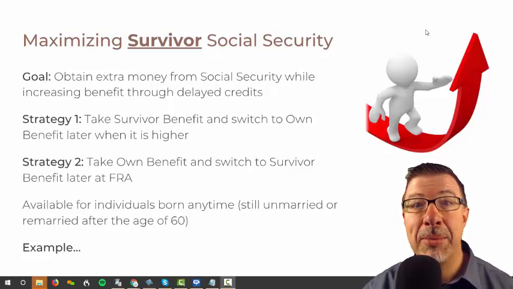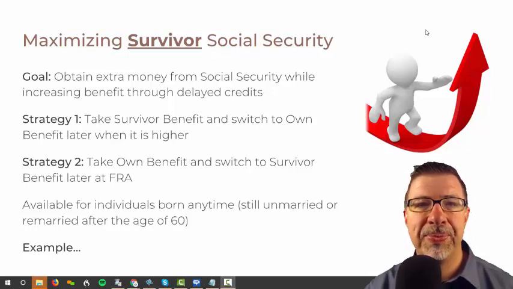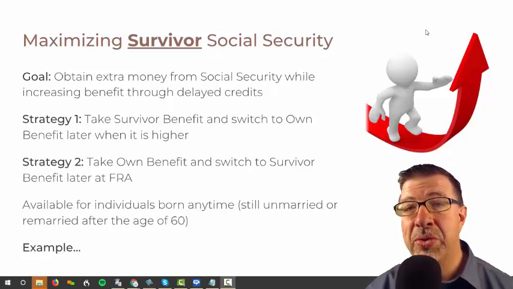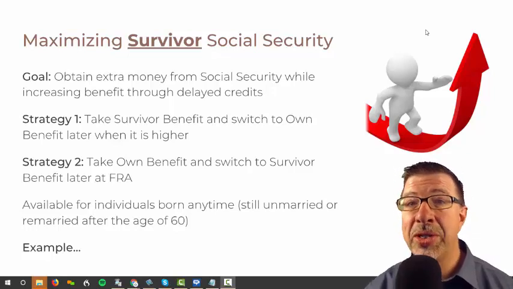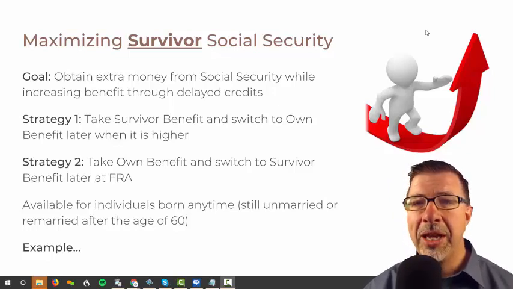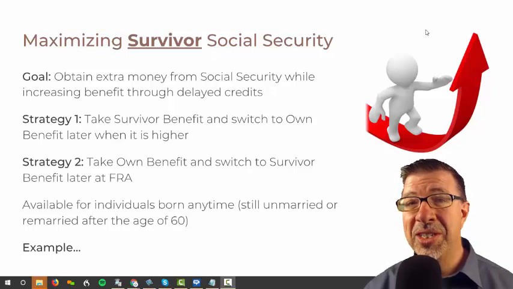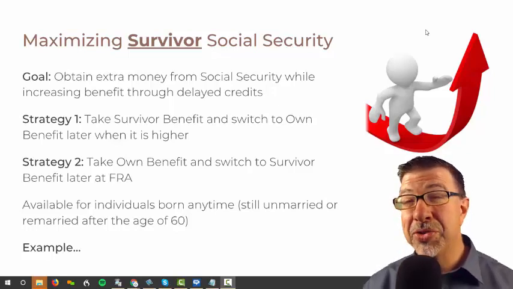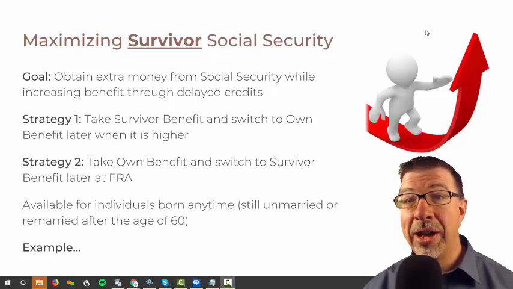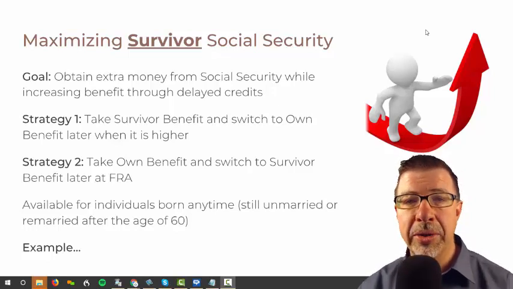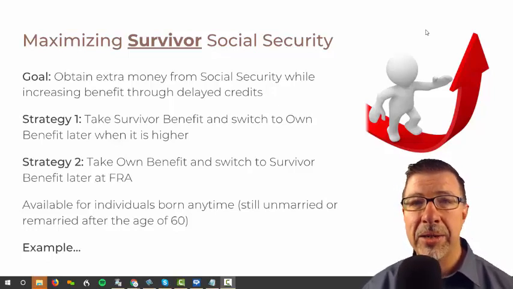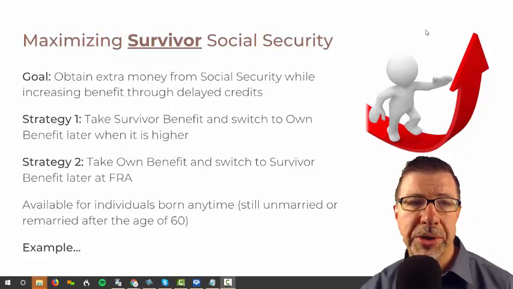Let's take a look at how to maximize survivor benefit. Even though the 2015 law changes impacted individuals trying to use a restricted application in which they would start with one benefit and switch to another benefit later when it's higher, one of the positive pieces of the legislation was that they did not take away the ability for survivors to switch from a survivor benefit to their own or vice versa by having to be born by a particular time or by a particular year. So that is a positive thing. They didn't want to negatively impact individuals who were widows or widowers.